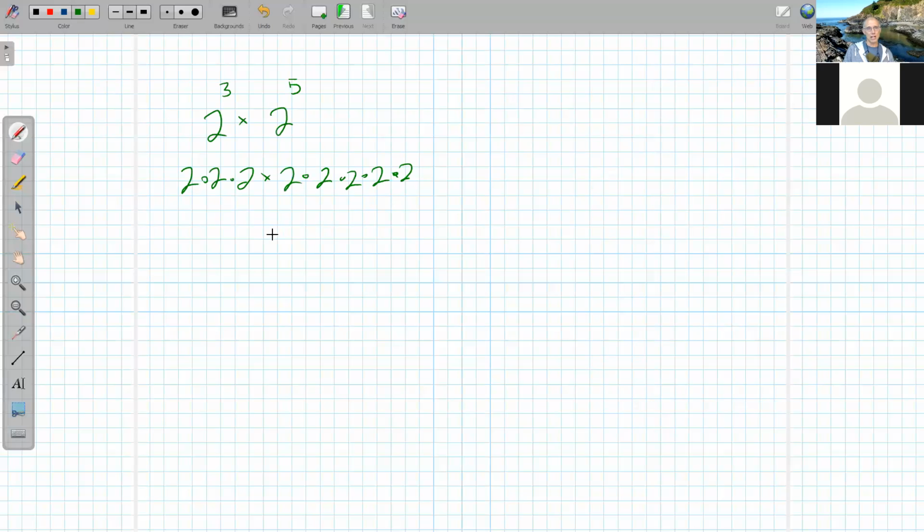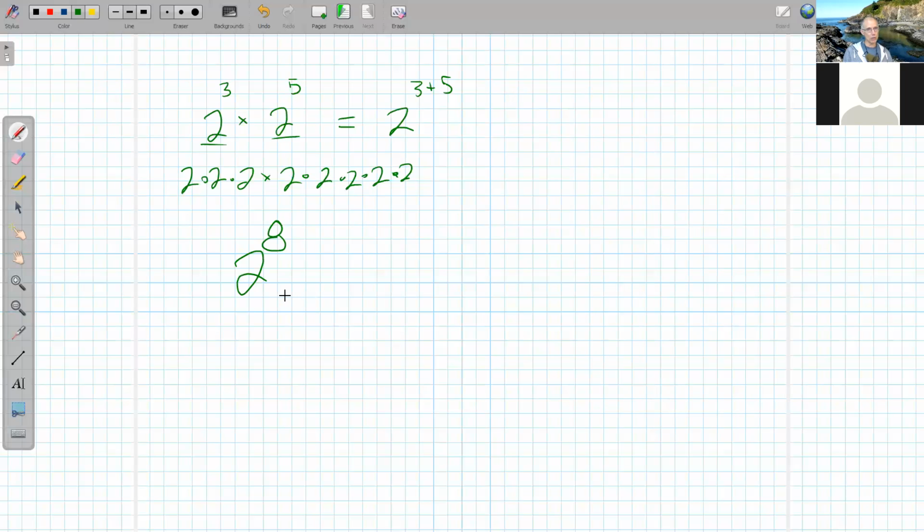So altogether, I have 8 2's multiplied. So that would be 2 to the 8th power. And the connection between the 3 and the 5 is, well, on a good day, 3 plus 5 is 8. And so one of the rules you learned a long time ago is that if you multiply 2 powers with the same base, then you get a shortcut rule where you can add the powers.